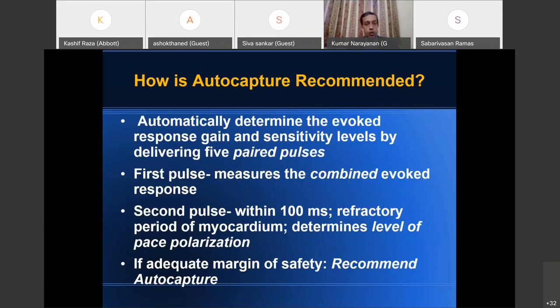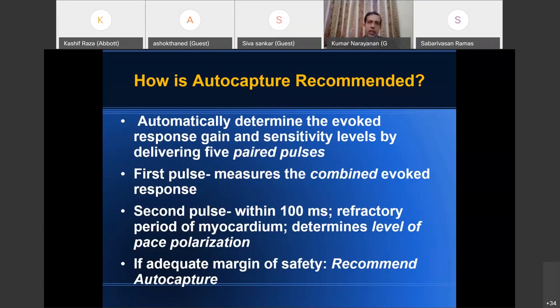And nowadays, most modern pacemakers also incorporate this safety net, because if it detects fusion with intrinsic depolarization, then it is going to not recommend auto capture and probably give you a message saying that there is fusion. And therefore, at this point, I will not recommend auto capture. So sometimes when you see such a message, if you repeat your auto capture testing with a little higher rate, you may be able to then get a favorable result of the auto capture being recommended.